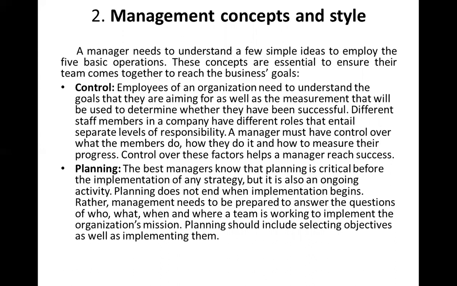This is control. Employees of an organization need to understand the goals that they are aiming for, as well as the measurement that will be used to determine whether they have been successful. Different staff members in a company have different roles that entail separate levels of responsibility. A manager must have control over what the members do, how they do it, and how to measure their progress. Control over those factors helps a manager reach success.